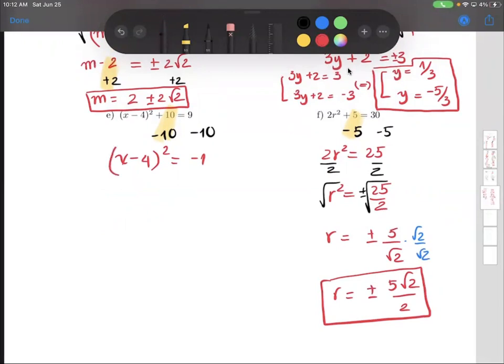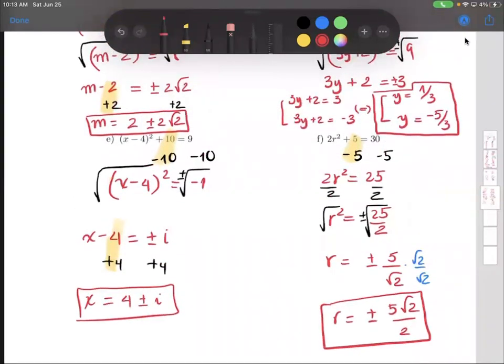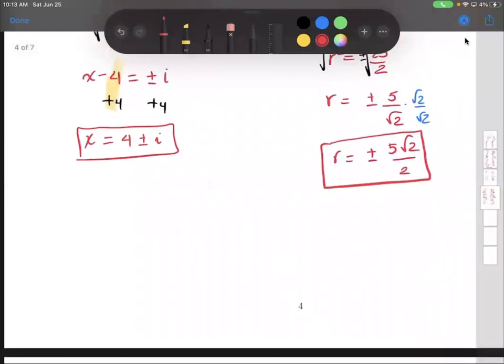Square both sides. So on the left hand side, it's just x minus 4. On the right hand side, what is the square root of negative 1? That's just i, right? And now you add 4 to both sides. So the solution will be x equal 4 plus or minus i, right? Right, this is 9.1. So after 8.8, you cannot say none anymore.